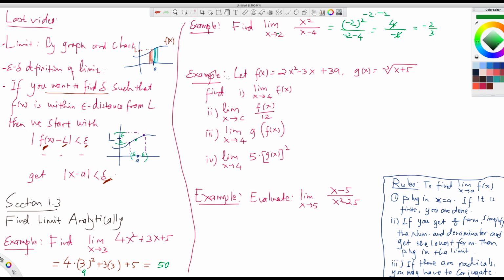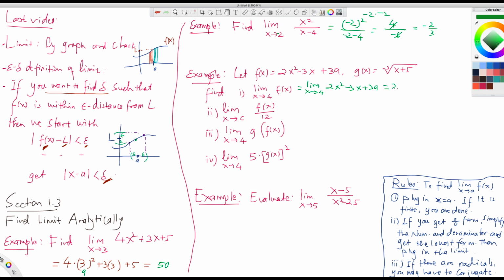All right, let us do this example. Let f(x) be 2x squared minus 3x plus 39 and g(x) be the cube root of x plus 5. Now what you want to do is find the limit as x tends to 4 of f(x). How do I do that? It is the limit as x tends to 4 of f(x). You just plug in that value: 2x squared minus 3x plus 39, right? Now you plug in 4 for x.